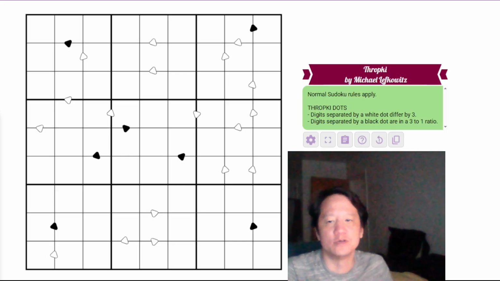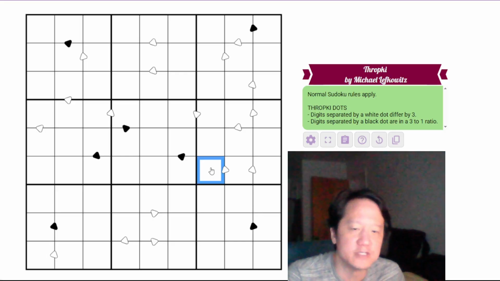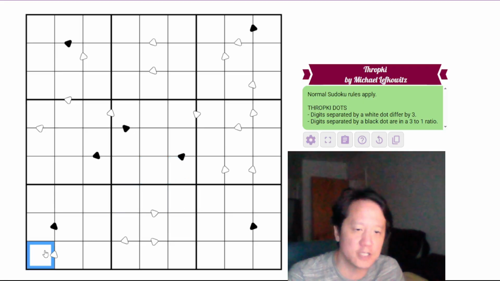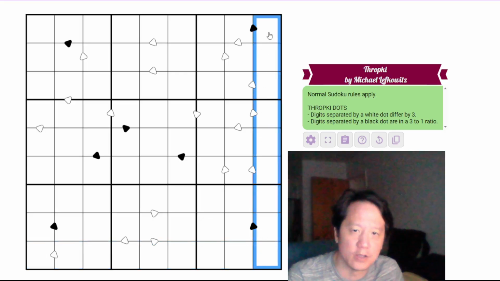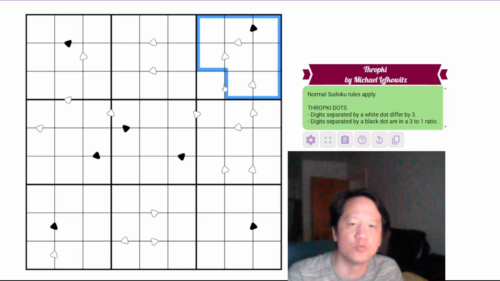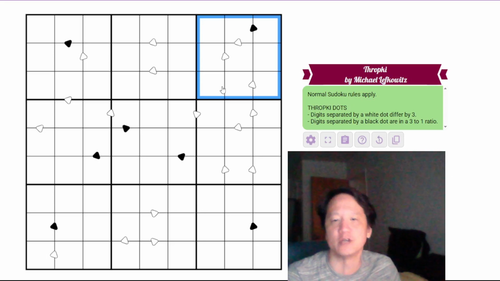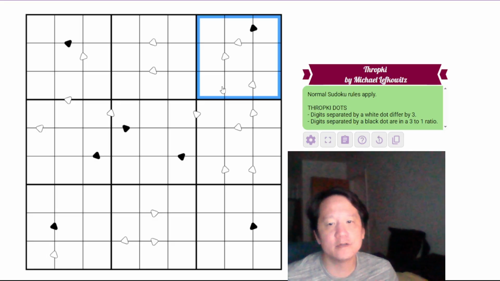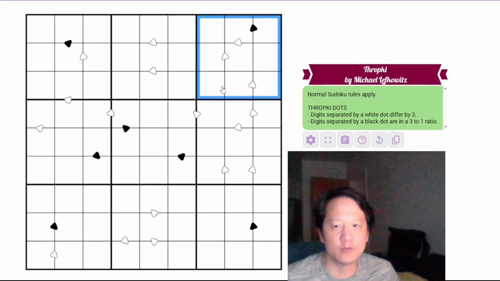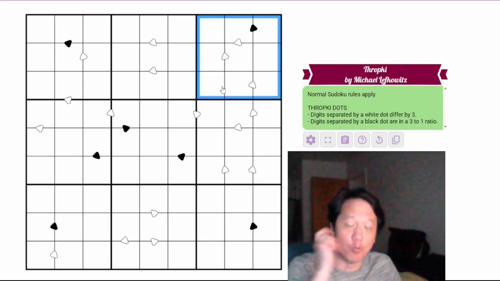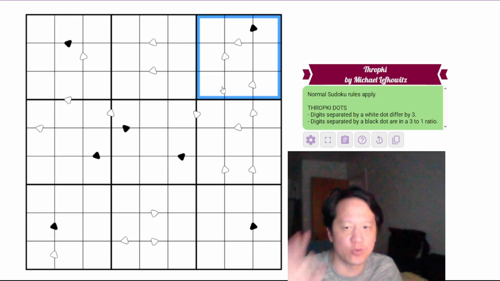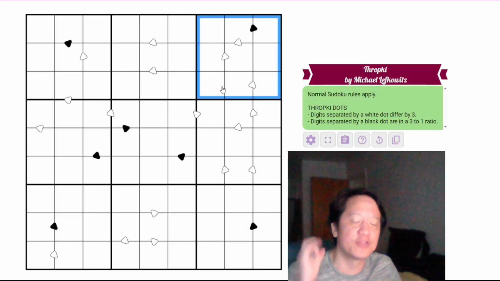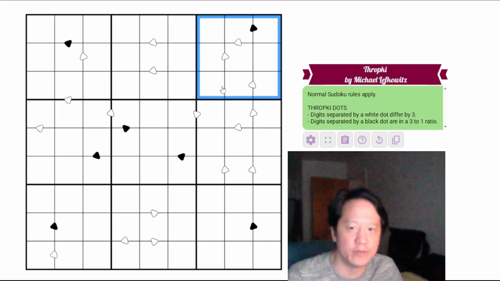We have normal Sudoku rules apply, which means in every cell in the grid, place a single digit such that every row, column, and designated 9-cell region contains the digits 1 through 9 exactly once each. And we have Thropki dots, where digits separated by a white dot differ by 3, and digits separated by a black dot are in a 3-to-1 ratio.